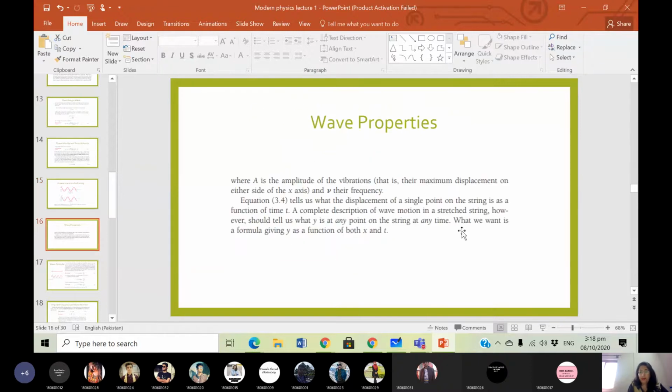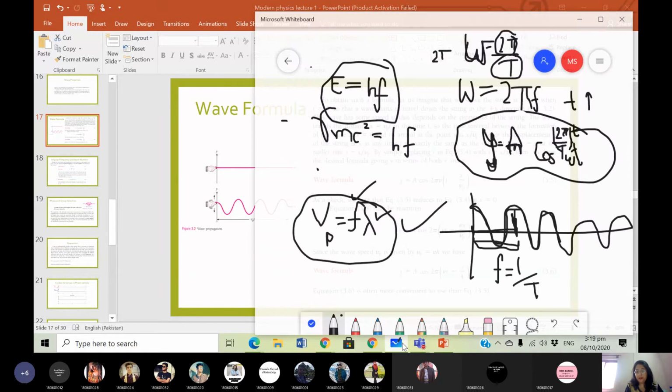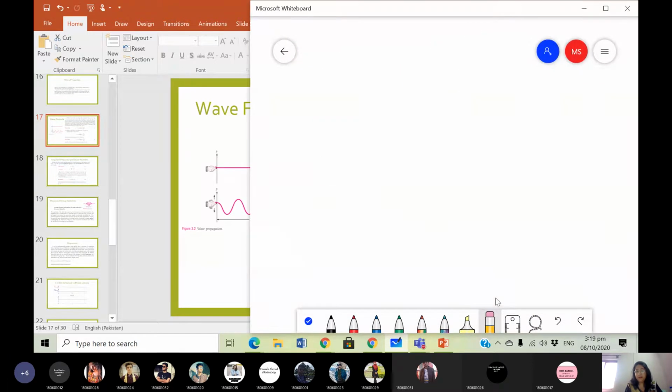So what we're saying is a complete description. However, if we want to describe a wave, we want its description in terms of y. We want y in terms of x and in terms of t. So what we want is a formula that gives y as a function of both x and time. So how can we do that? We want to find a formula, like you must have heard of this formula.